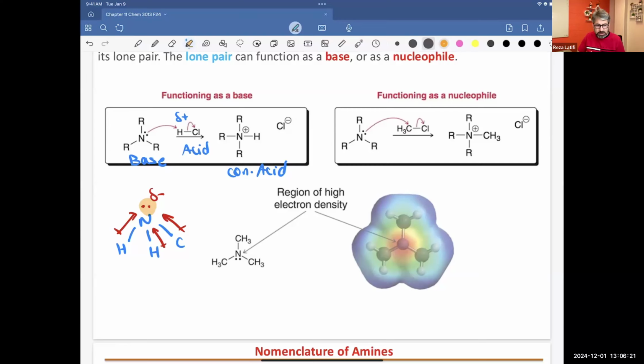Or it can attack any carbon that has a leaving group, kick the leaving group out of the system, and run an SN2 reaction. That's going to give us a nitrogen with a positive charge. And the leaving group will take the 2 electrons with itself and will have a negative charge.